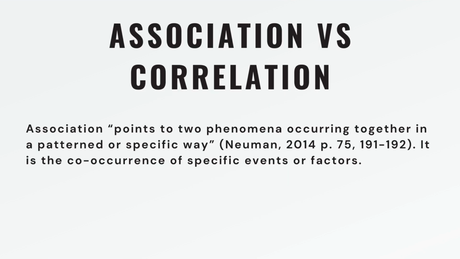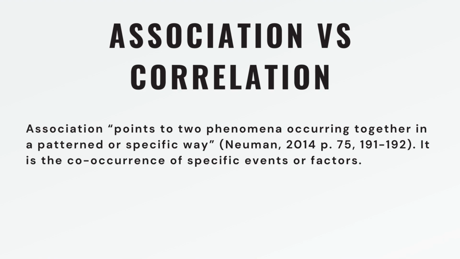Association and correlation are sometimes used interchangeably in pieces of literature. They do, however, have their distinctions. According to Wolfer, an association simply points to a relationship between variables. To reiterate the points mentioned earlier, association points to two phenomena occurring together in a pattern or specific way. It is the co-occurrence of specific events or factors in a way that when one thing happens, the other is most likely to be present.